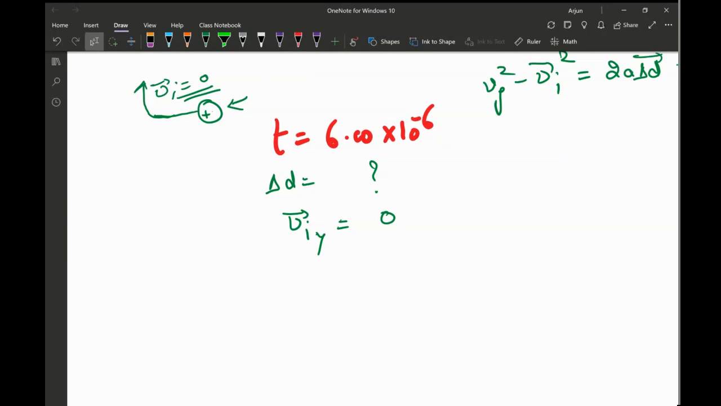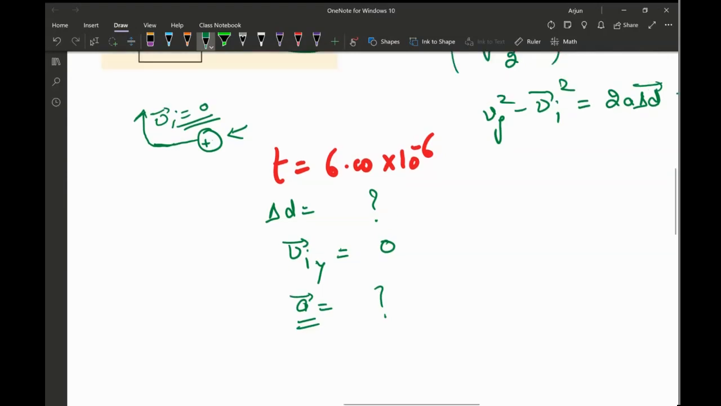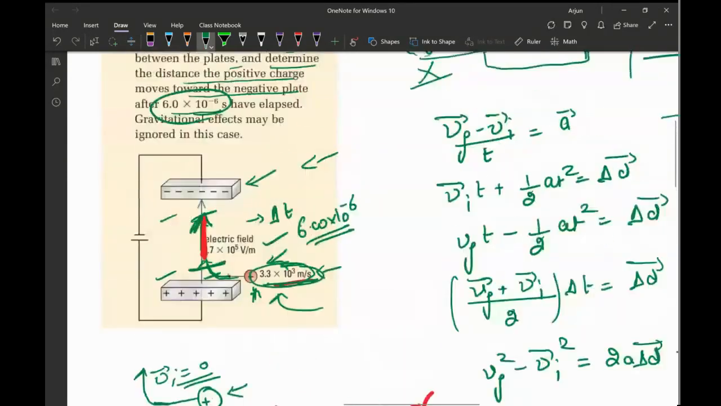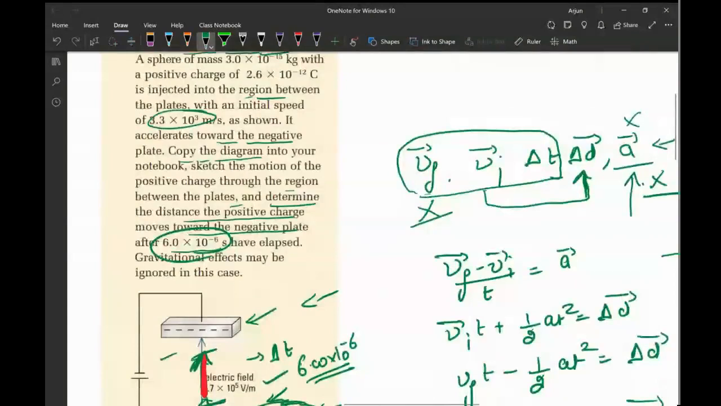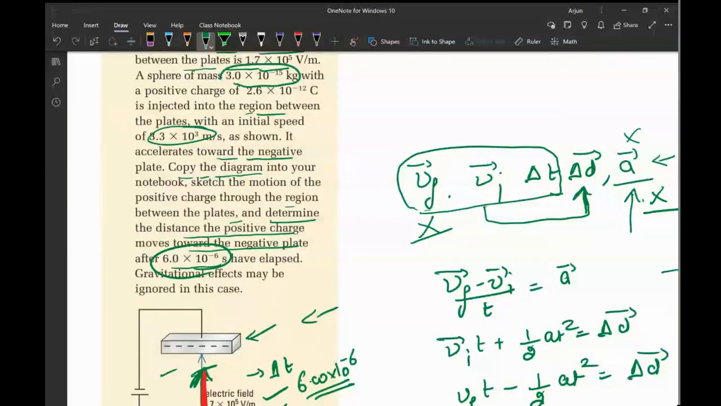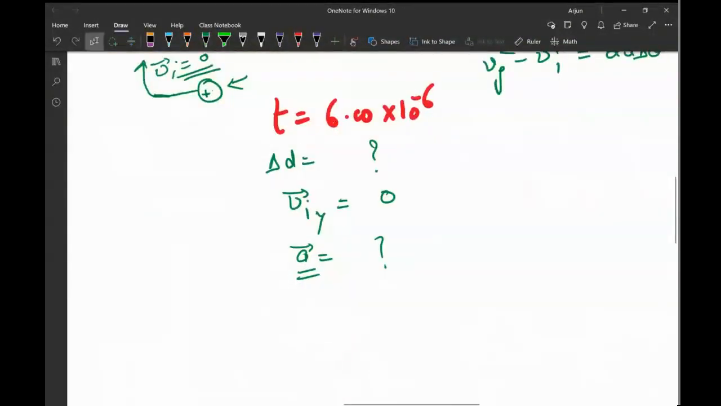And we don't have final velocity, we don't have acceleration. So if somehow I can find the acceleration, I'll be able to solve this question. So I need the acceleration. Why did I select the acceleration? Because in this question, we are given the mass of the sphere. From mass, I know that there is a formula for force: F net is equal to mass times acceleration. So I can use that formula. That's why I chose to find out the acceleration.